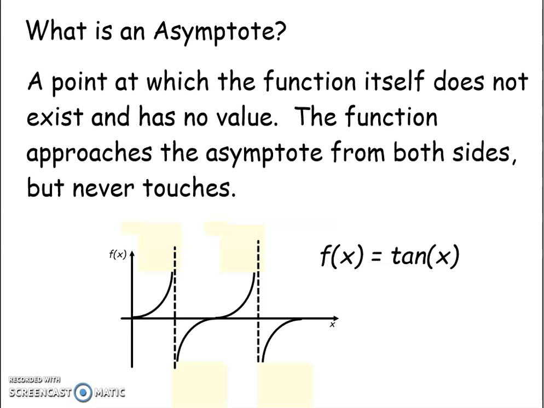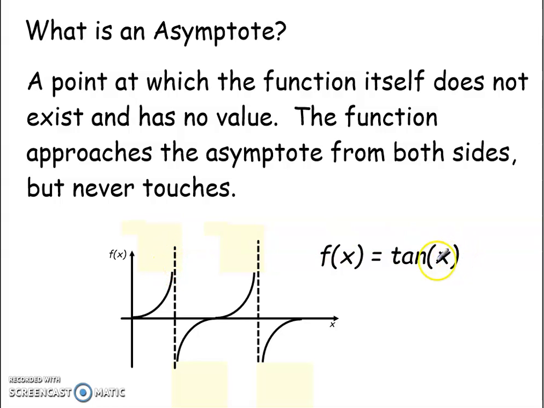First thing we need to know though is, what is an asymptote? Well, quite simply, it's a point at which the function itself doesn't exist and it has no value. So the function will approach it from both sides, but it never touches, and it can be represented by a straight line. So if we think of the function f(x) = tan x, we know that as we approach 90 degrees or pi over 2 in the tan function, the graph heads up towards infinity in the f(x) direction, but it's never going to touch the 90 degrees.